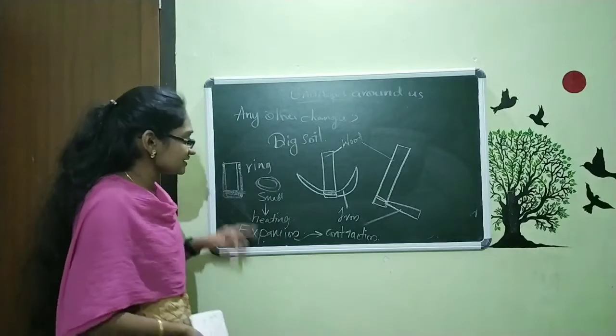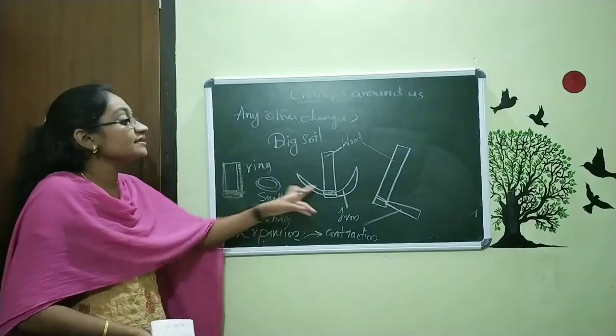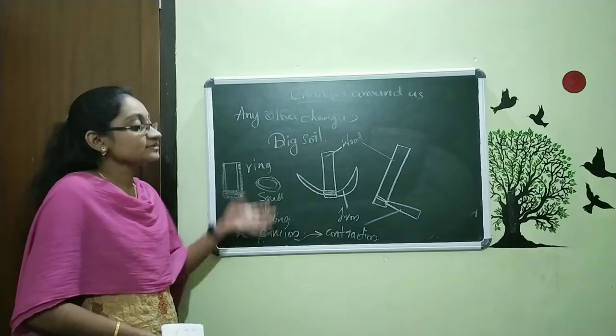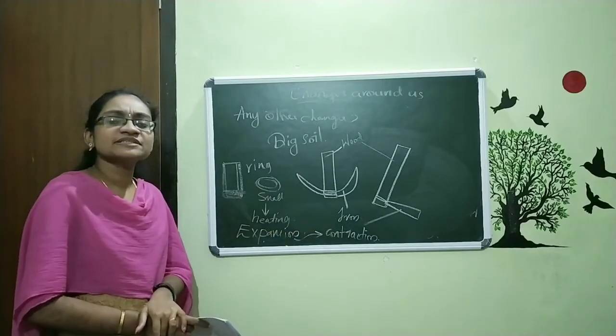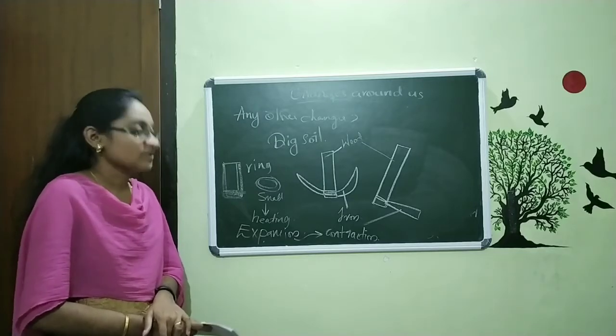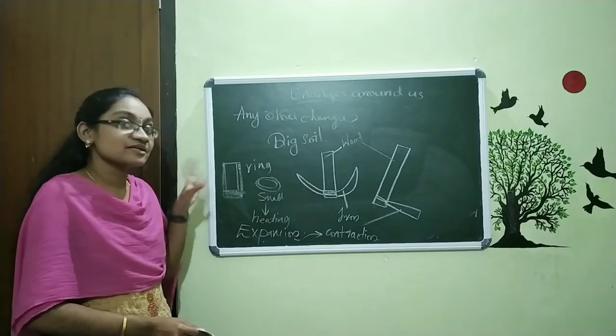And now the question is this: we are heating this iron ring and it expands, and after cooling, it contracts. Is it a reversible change or not? Is it reversible or irreversible? Actually, this example is reversible.